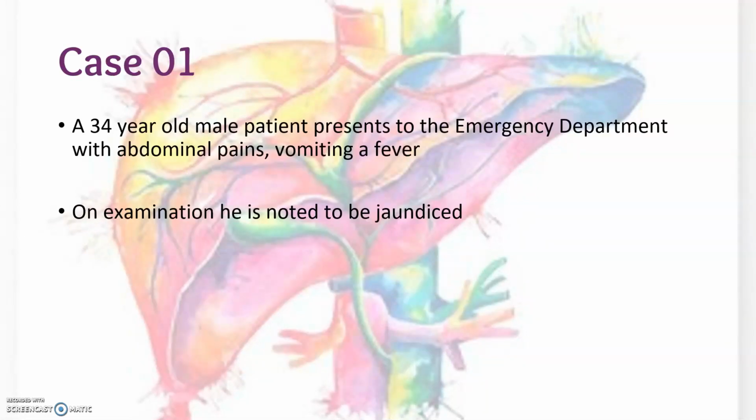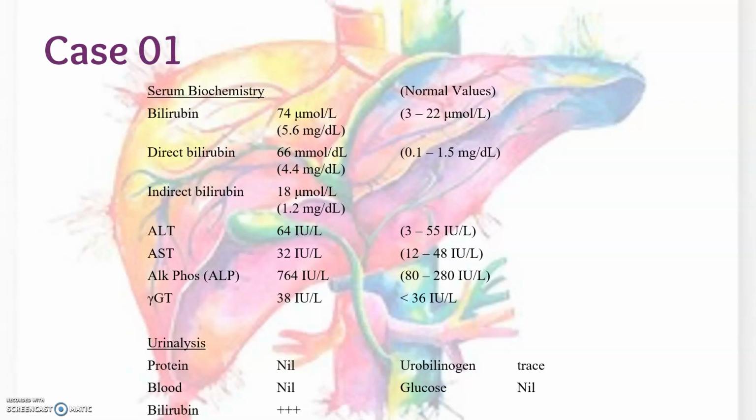So we'll start with a 34-year-old male patient who presents to the emergency department with abdominal pains, vomiting and fever. On examination, he is noted to be jaundiced. These are his liver function tests. So you can pause the video and have a look and decide what you think is going on here.